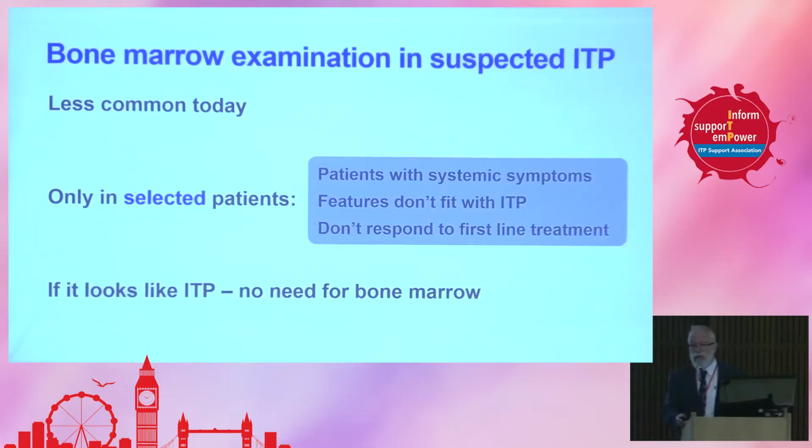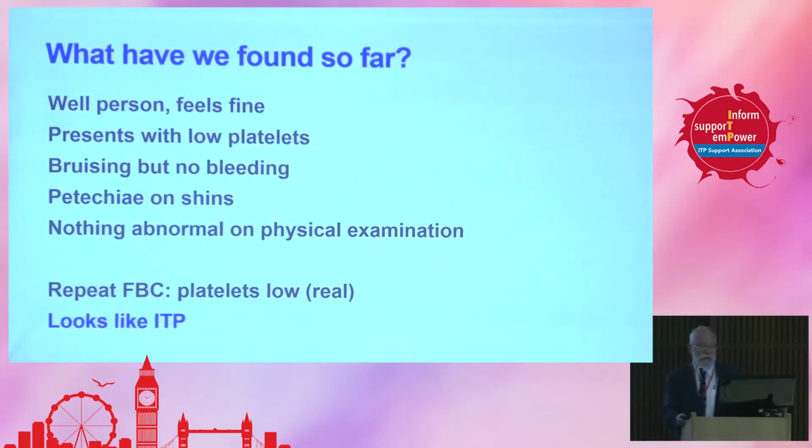So if it looks like ITP and everything else fits and you're all well, and we can't find anything, then we just call it ITP. So this is where we are. We've got somebody who is fit and well. They feel fine. They've got low platelets, that's true, and it's real. They've got a bit of bruising, no bleeding. They've got some red dots on their shins. But when we examine them, there's nothing to find. It doesn't look like anything underlying. This is nothing sinister. We repeat the blood count, and the low platelet count is a real thing. So it looks like ITP. It doesn't look like leukemia. It doesn't look like myelodysplasia. It doesn't look like a family thing. It's not drug-induced, so it looks like immune thrombocytopenia.